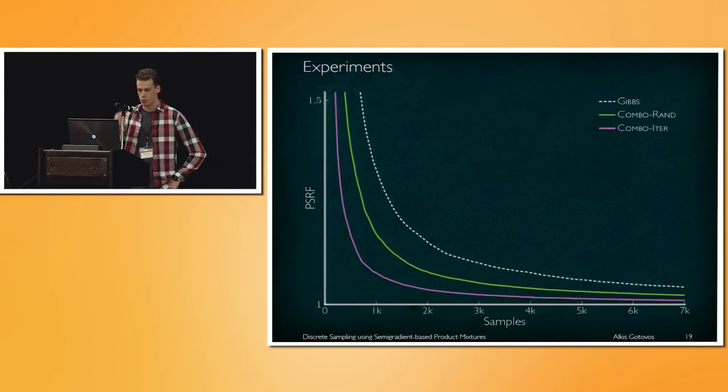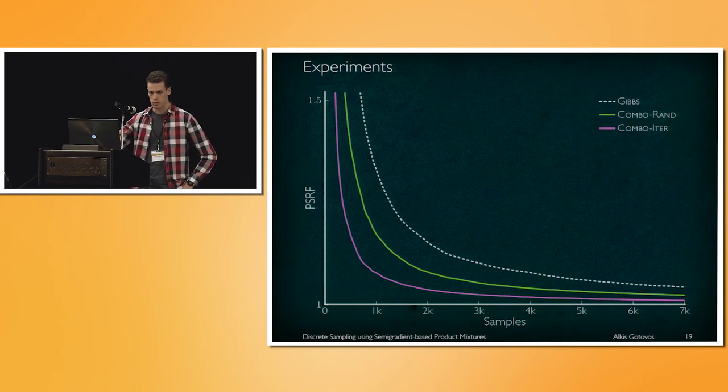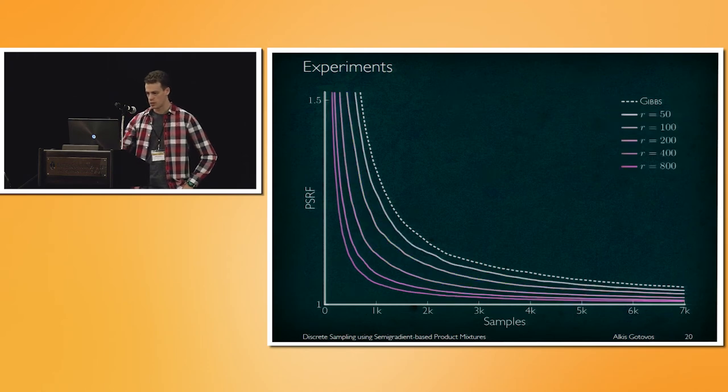So I'll show here plots where the y-axis is a standard convergence measure for MCMC algorithms, the potential scale reduction factor, and the x-axis is always samples. So lower is better. The first plot compares vanilla Gibbs with these two flavors of the combined sampler. One of them is this random permutation, and the second one is this incremental construction. And you see both of them do better, and this incremental construction does better than random permutations. The second plot simply shows that, as you would expect, the more mixture components I use, the better I do, but at some point there is some saturation. So there is some form of capacity of how well I can approximate my original function with this mixture construction.